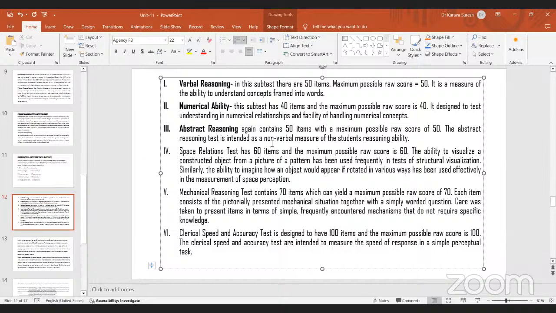The abstract reasoning test is non-verbal. It is a non-verbal measurement of a person's abilities.